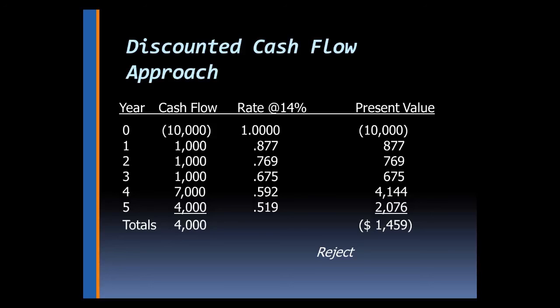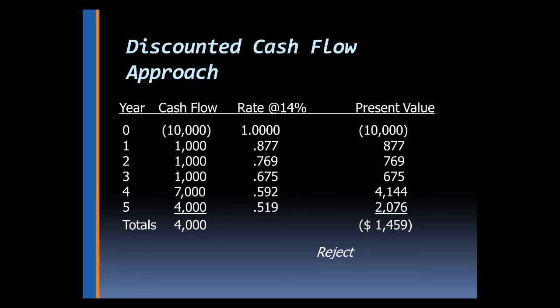So if we have to wait 1 year to get that $1,000, we would be indifferent to having somebody give us $877 today or waiting 1 year and getting $1,000. Because if we have the $877 and we invest it at 14%, at the end of 1 year, we would have the $1,000.